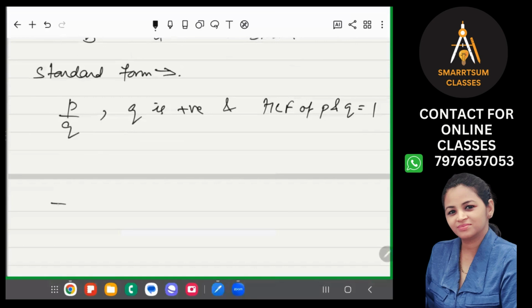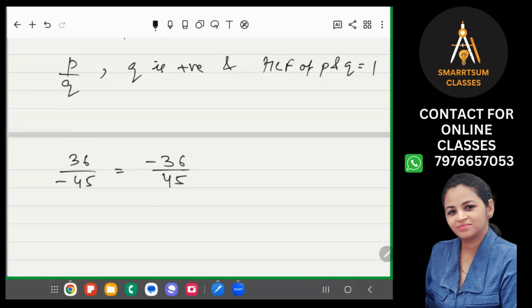Suppose you have a number 36 upon minus 45. What do you have to do? You have to first shift this negative sign upwards. Whenever there is only one negative sign, either the numerator is negative or the denominator is negative, you can shift this sign anywhere. That means you can write it as minus 36 upon 45. That is the same. Are you getting that? So you can put this negative sign anywhere.